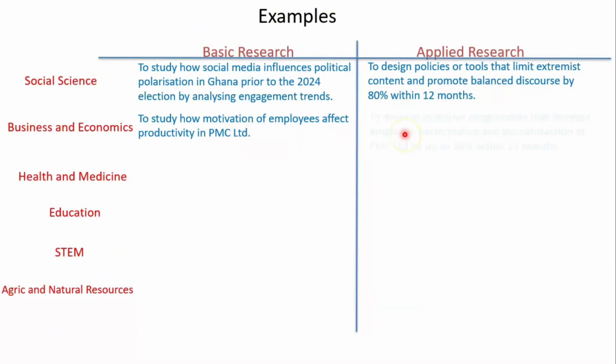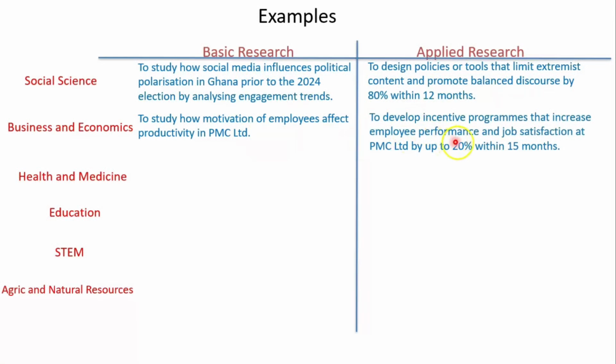But for applied, let's say he wants to develop incentive programs that increase employee performance and job satisfaction at PMC Limited by up to 20% within 15 months. This one, he wants to solve a problem. Maybe there's low employee performance and job satisfaction. So he wants to develop some incentive programs that will increase employee performance and job satisfaction. You get it? So he wants to solve a problem. That is applied research.